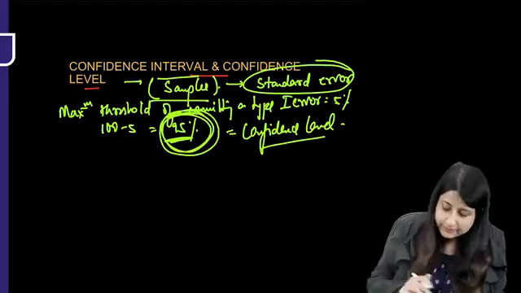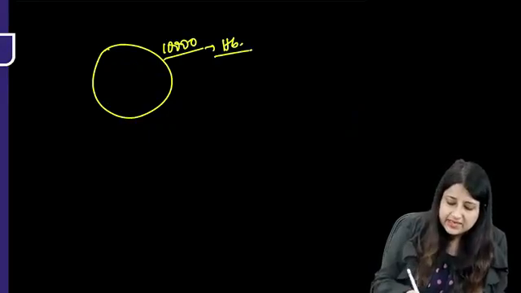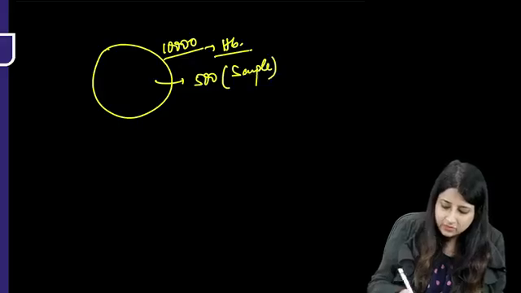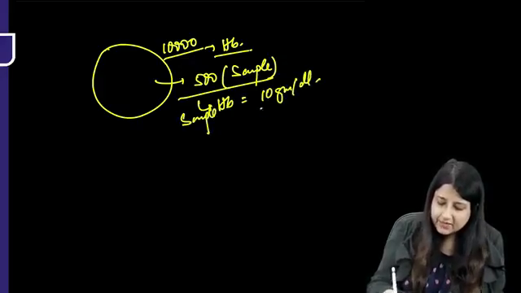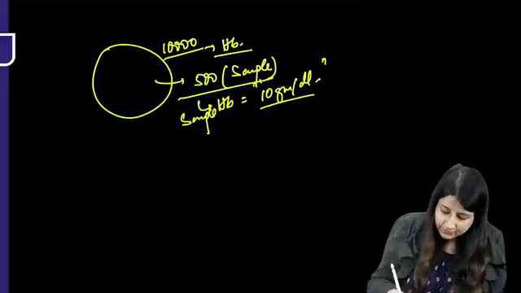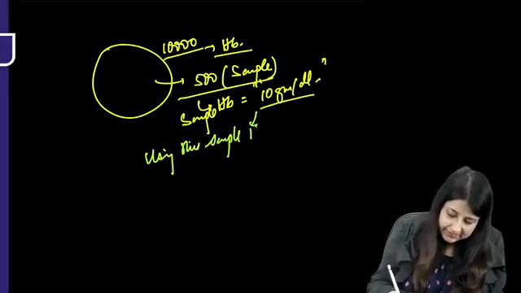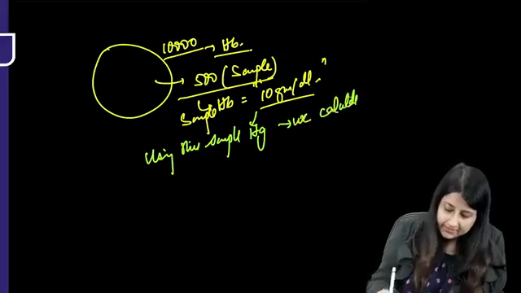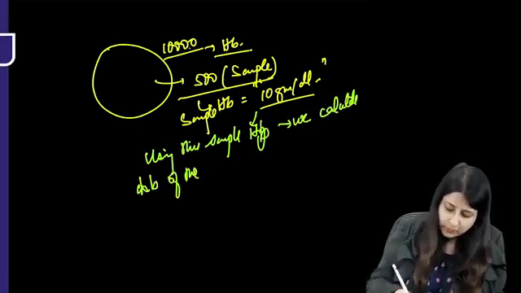Suppose this is a population of 10,000 people. We have to estimate hemoglobin. Can I do it for all the 10,000? No. So I take out a sample of 500 people, and I estimate the hemoglobin. The sample hemoglobin comes out to be, let's say, 10 gram per dl. Now, using this sample hemoglobin, we calculate the hemoglobin of this population.